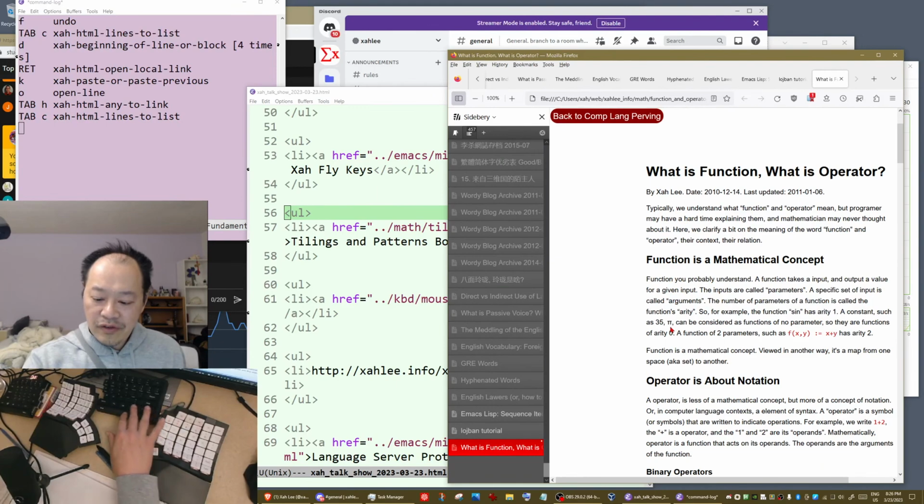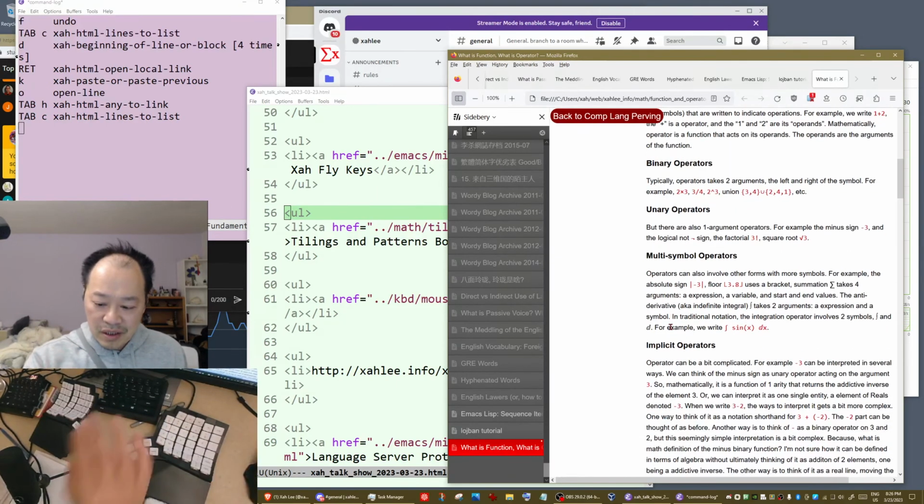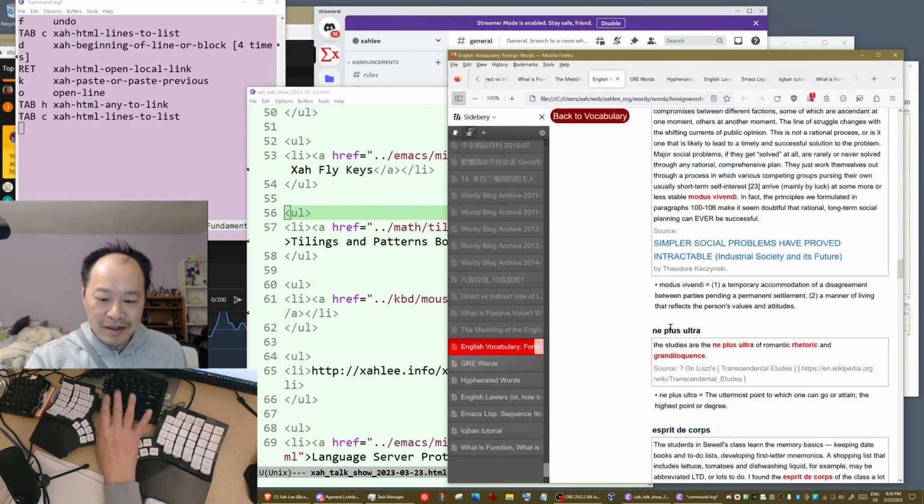What's a function, what's an operator? Very interesting article I've been working on.